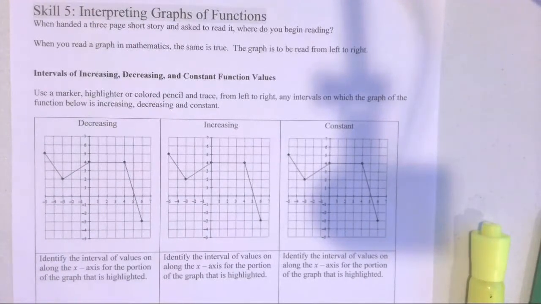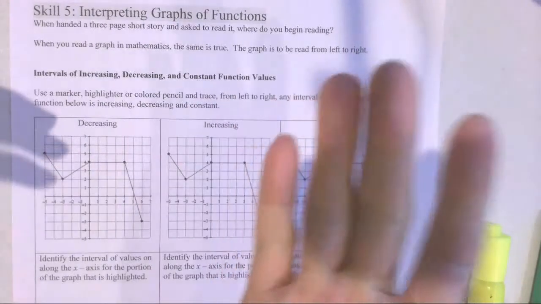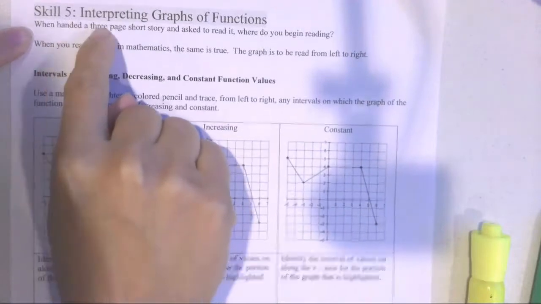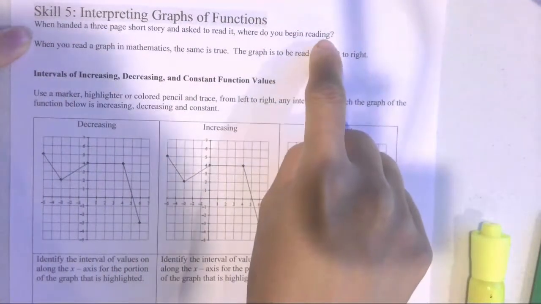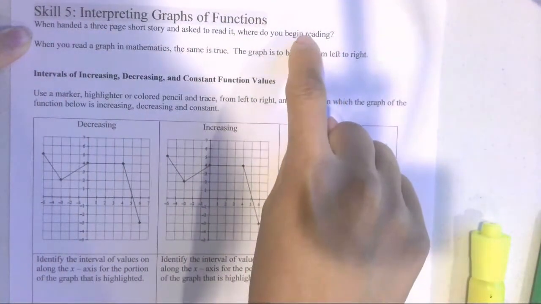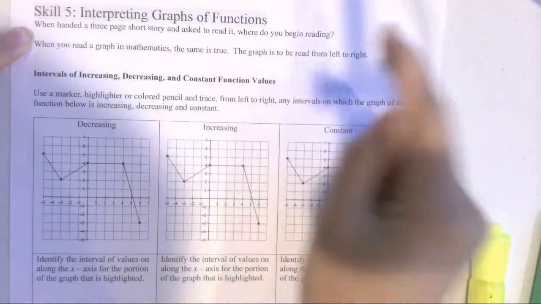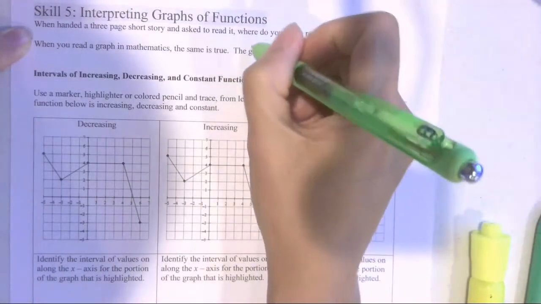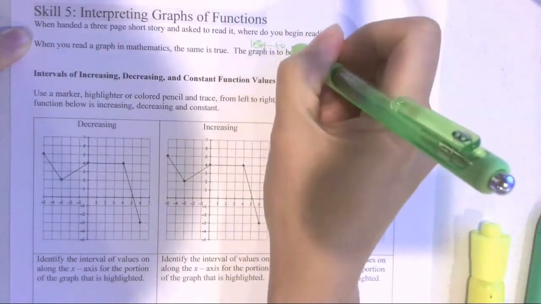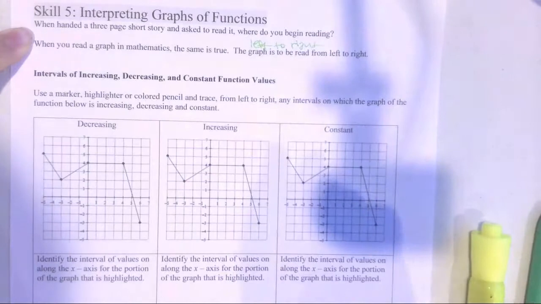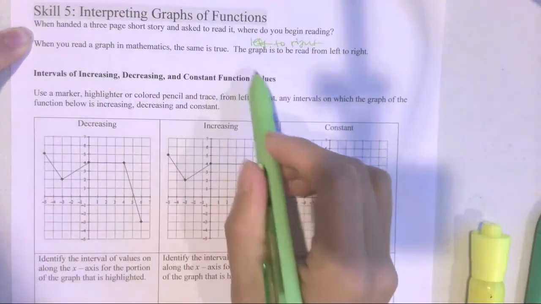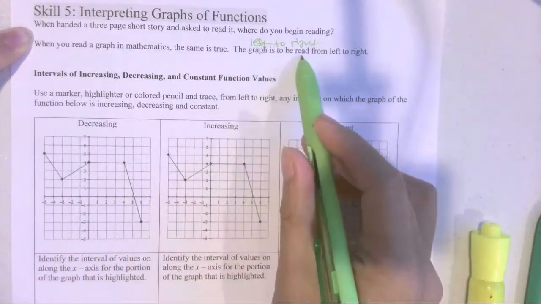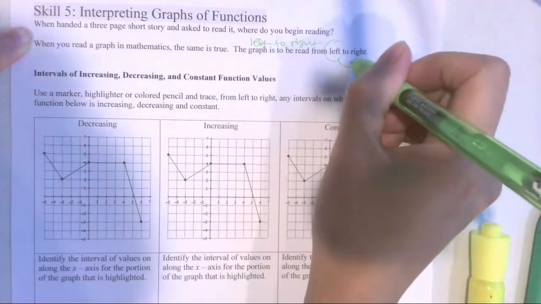Alright, so when you read any story in English class, how do you read it? Do you go from right to left, or do you read it from left to right? So you see the point here, right? When you read, you go from left to right. When you read in mathematics, the same is true. The graph is read from left to right.